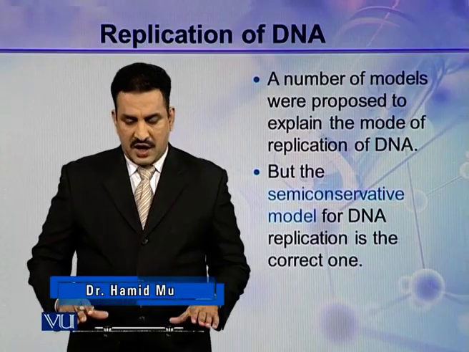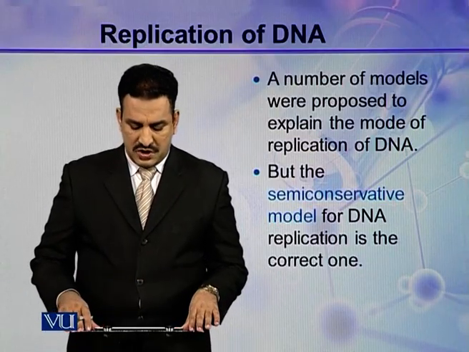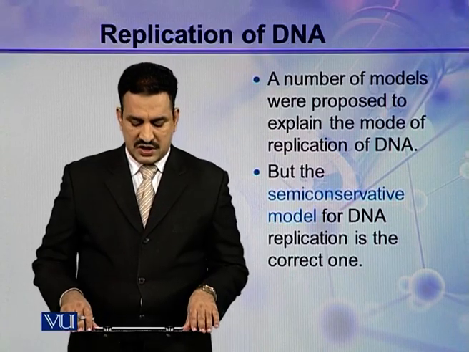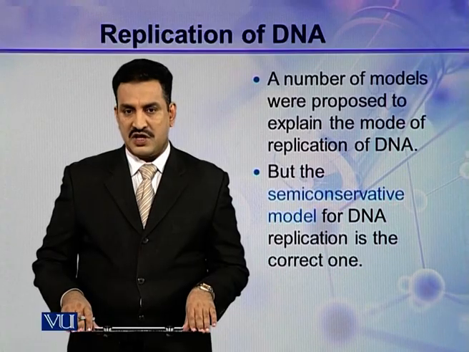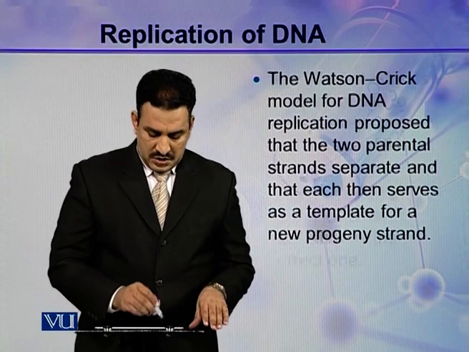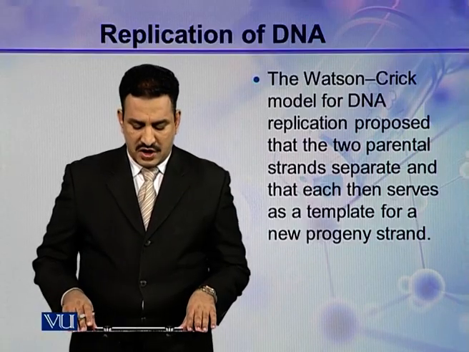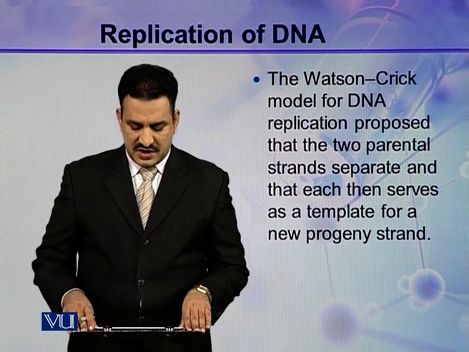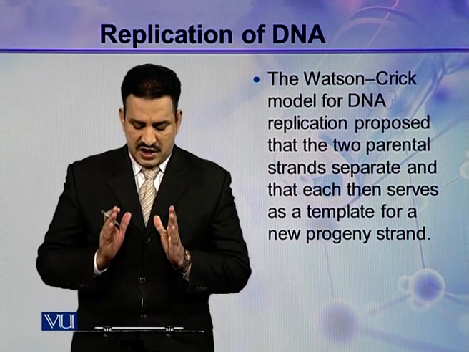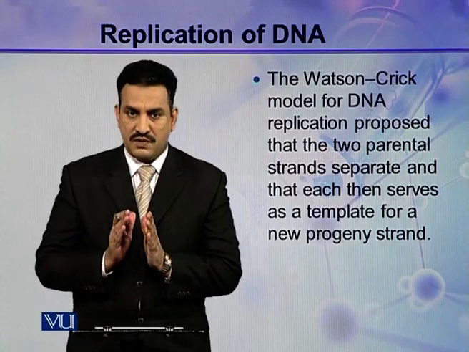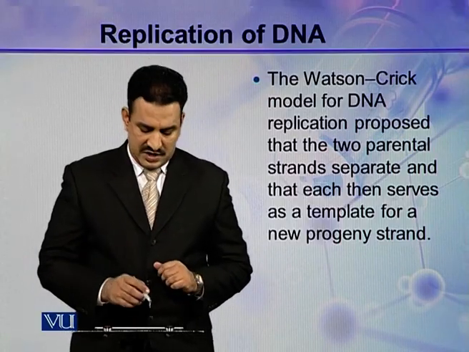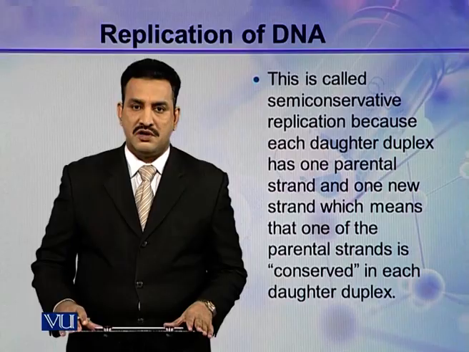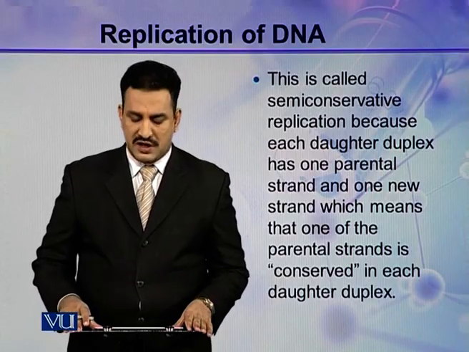strand. A number of models were proposed to explain the mode of replication in DNA. But the semi-conservative model for DNA replication is the correct one. The Watson and Crick model for DNA replication proposed that the two parental strands separate, and then each strand serves as a template for the synthesis of progeny strand. This was proposed by Watson and Crick when they proposed the DNA model.